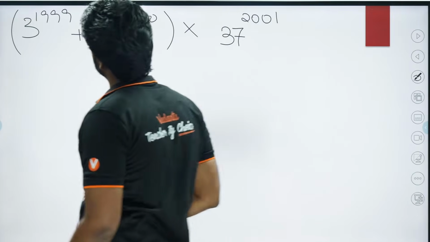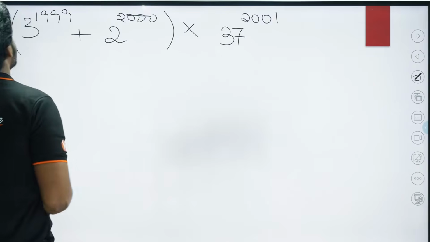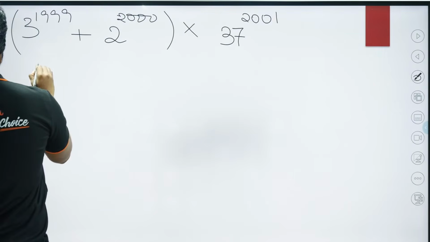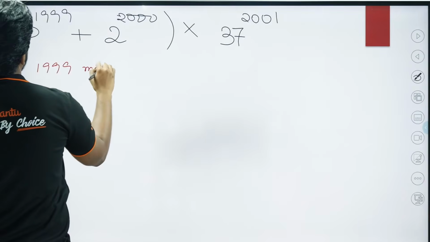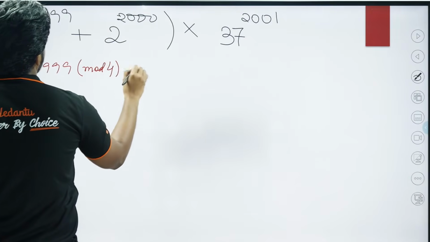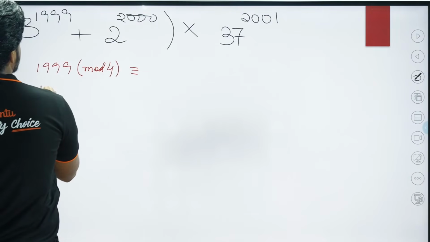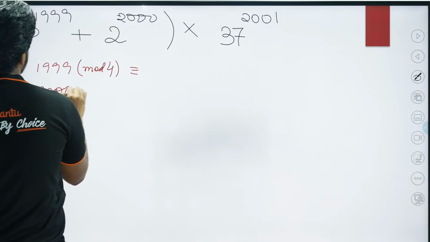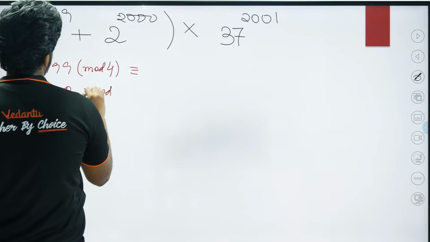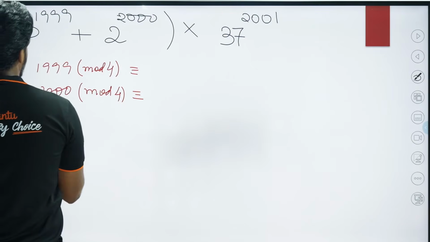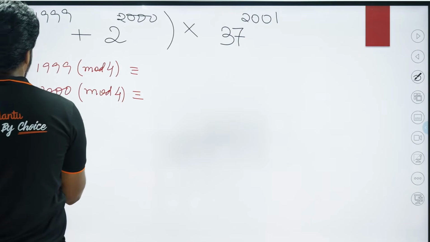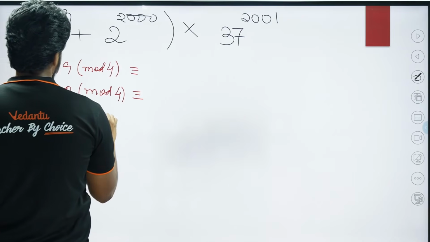So what is 3 power 1999? What is 1999 mod 4? What is 2000 mod 4? What is 2001 mod 4? I mean, if you know 1, you know the rest of the 3.